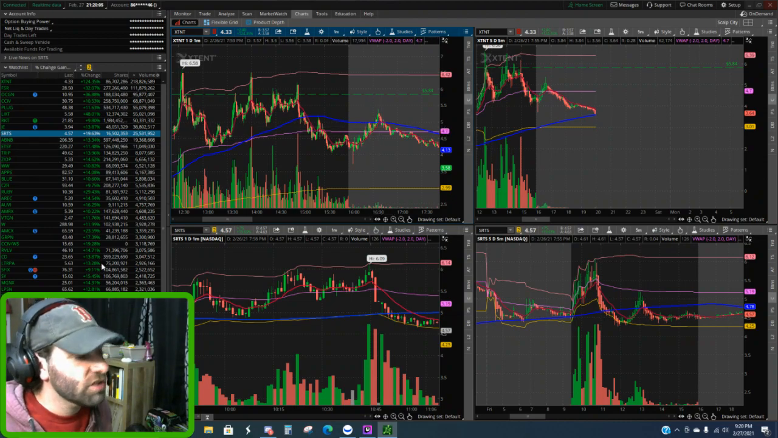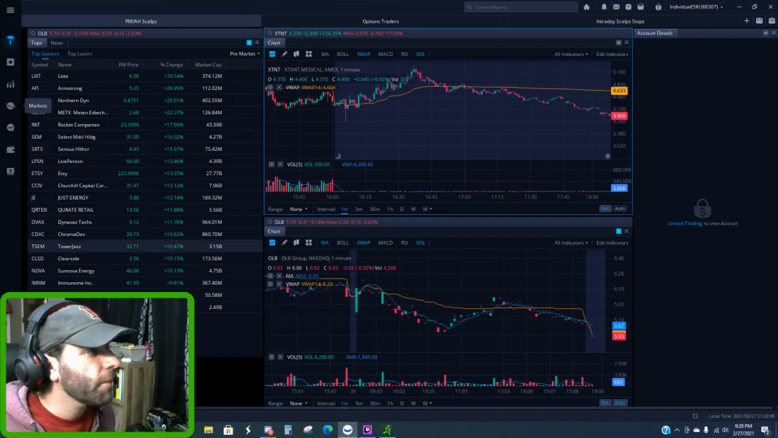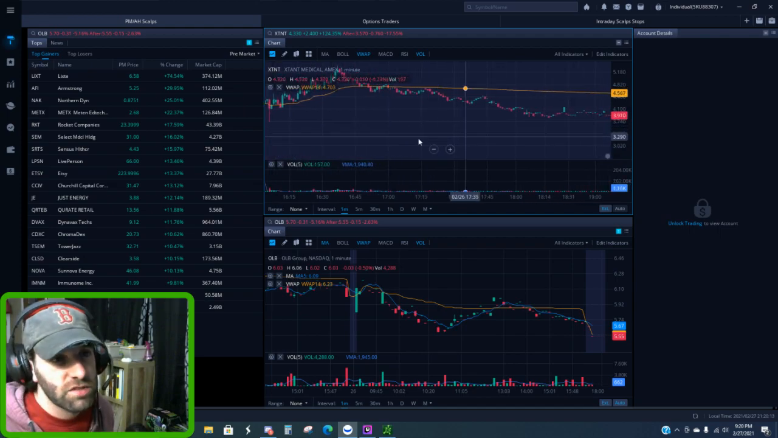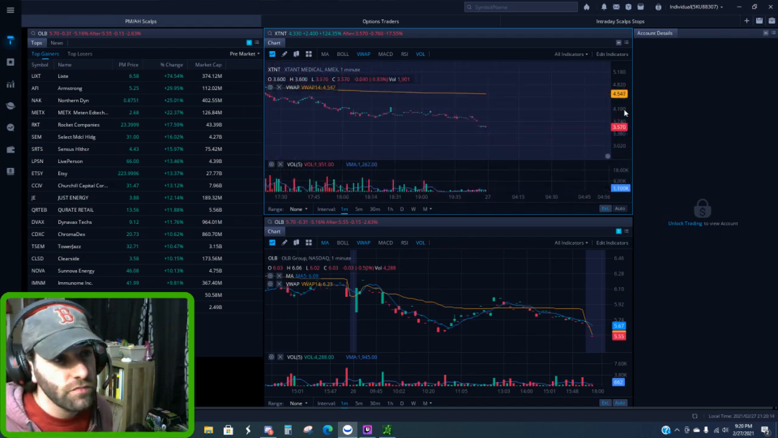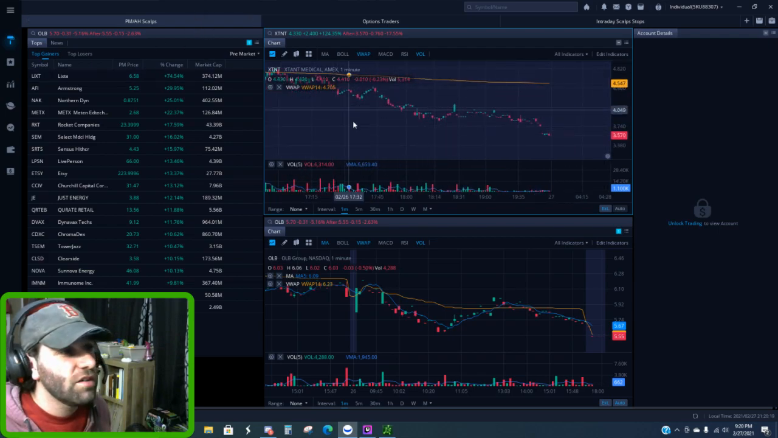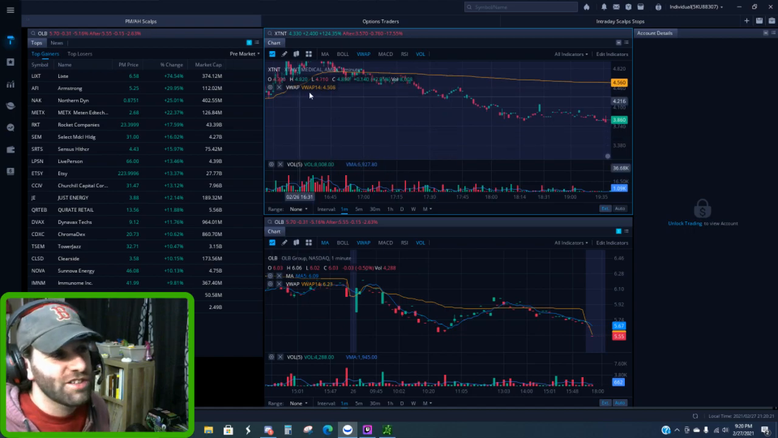Here's how to use those scanners if you want to do it on Webull. I love Webull, so much cleaner looking, but I'm still learning on it. So what I have set on my Webull, I just have VWAP right now on my pre-market and after hours.